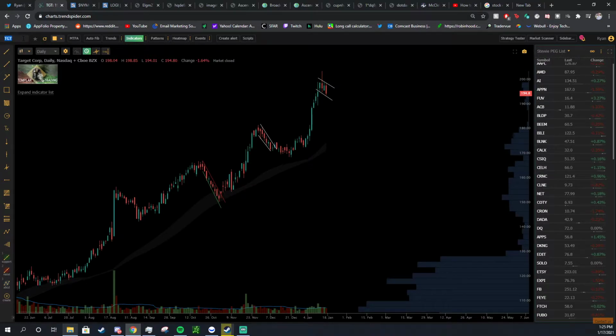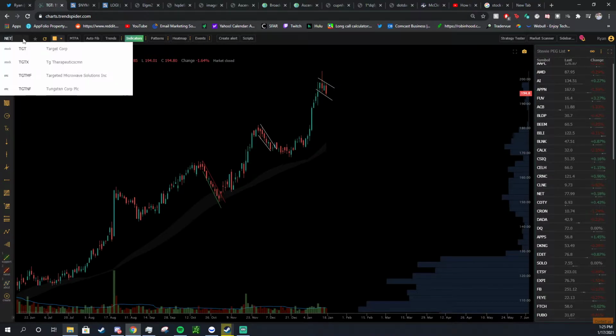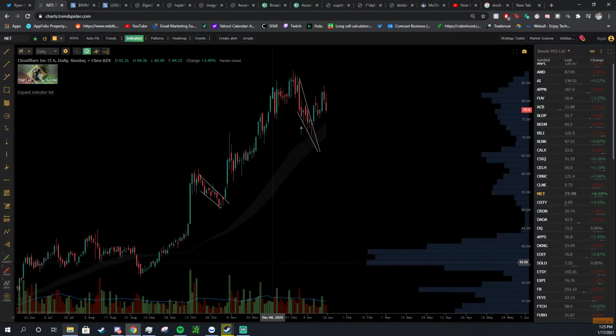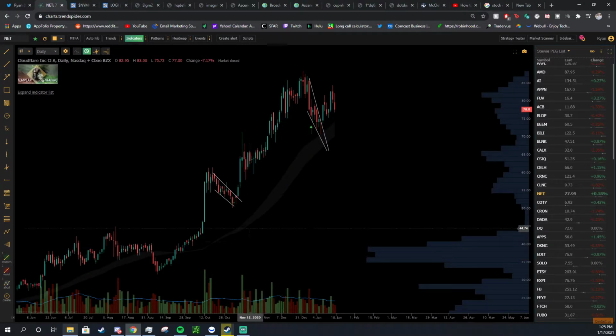Okay, moving on to NET. This is another PEG list, another bull flag candidate. So same thing, gap up October 12th on earnings. I only know this because I did my research on it, but yeah, we had the flag, perfect breakout, consolidation. This almost looks like an ascending triangle, if we drew some lines here.